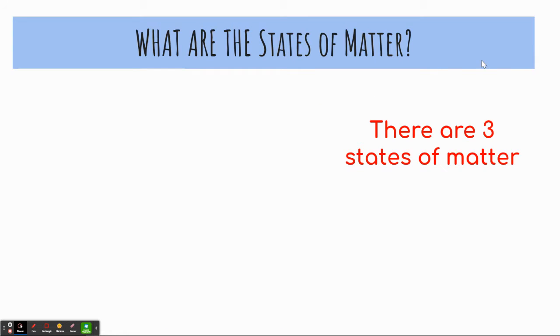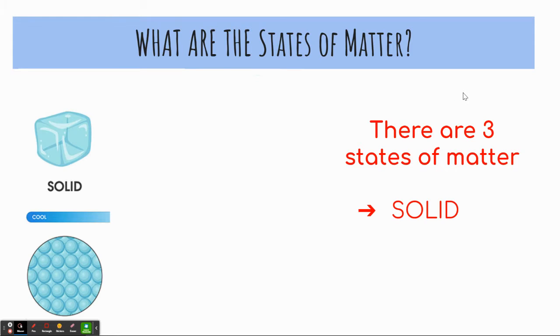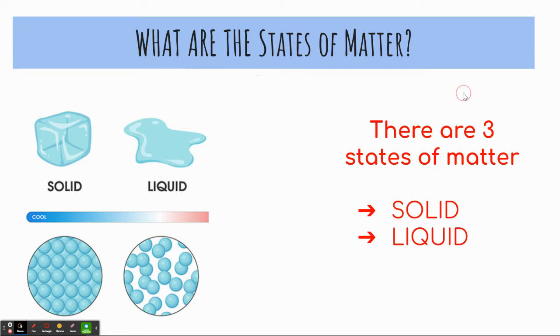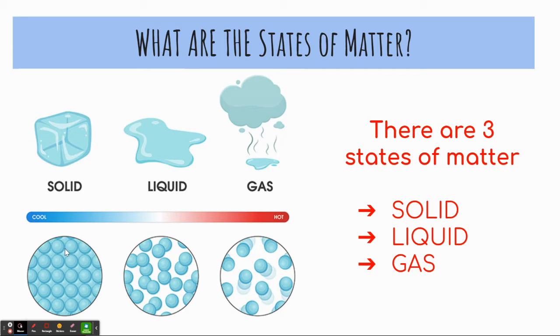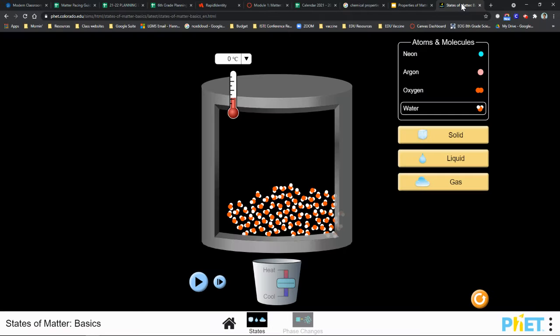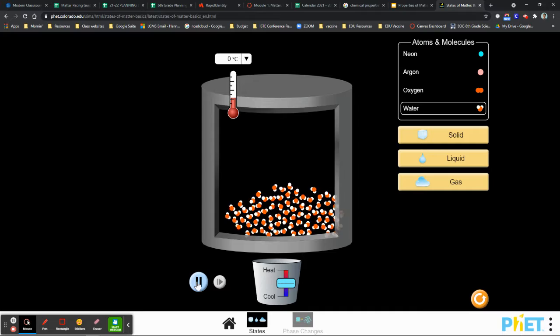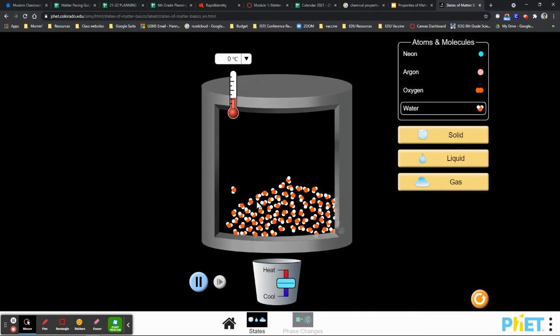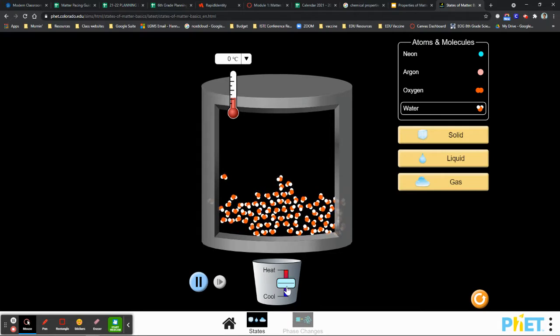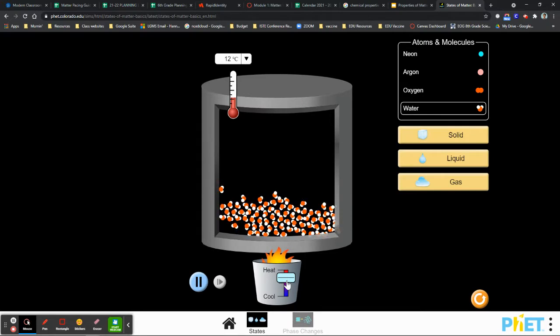So what are the states of matter? There are 3 states of matter: solid, liquid, and gas. How they change between these different states is by adding heat and adding temperature. If you look at this simulation here, we're at 0 degrees Celsius, and you see this is a solid. It's pretty rigid, and then I'm going to add heat to it.